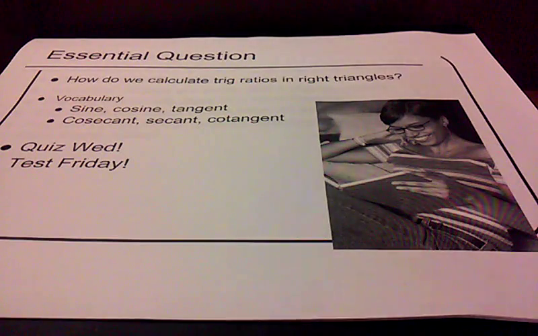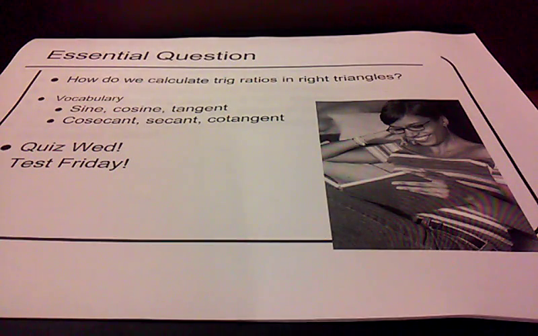Alright guys, for today's lesson, your essential question is how do we calculate the trig ratios in right triangles? Your vocabulary is sine, cosine, and tangent. And hopefully those three vocabulary words are very familiar to you as SOHCAHTOA. Maybe Chief SOHCAHTOA, doesn't really matter. That's how I learned it.